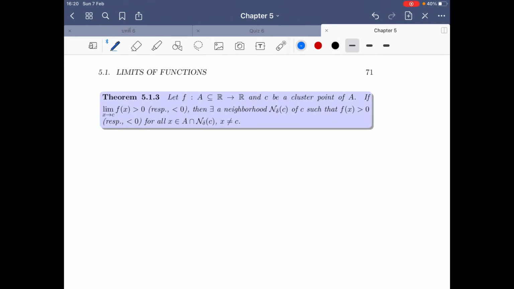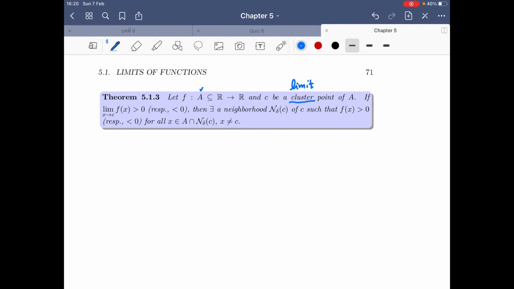Okay, now let us go over some of the theorems which will be the tools later on as we continue our study. The first one is saying that if your f is a function from the domain A to R, and your C is a cluster point, don't forget that the cluster point is actually another name for the limit point of A.